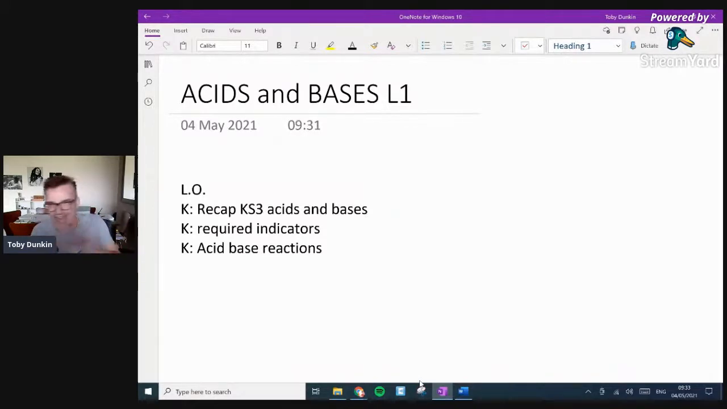Can I just point out, I hate it. You don't really know the difference between a base and an alkali. You pick up some properties of acids and bases.